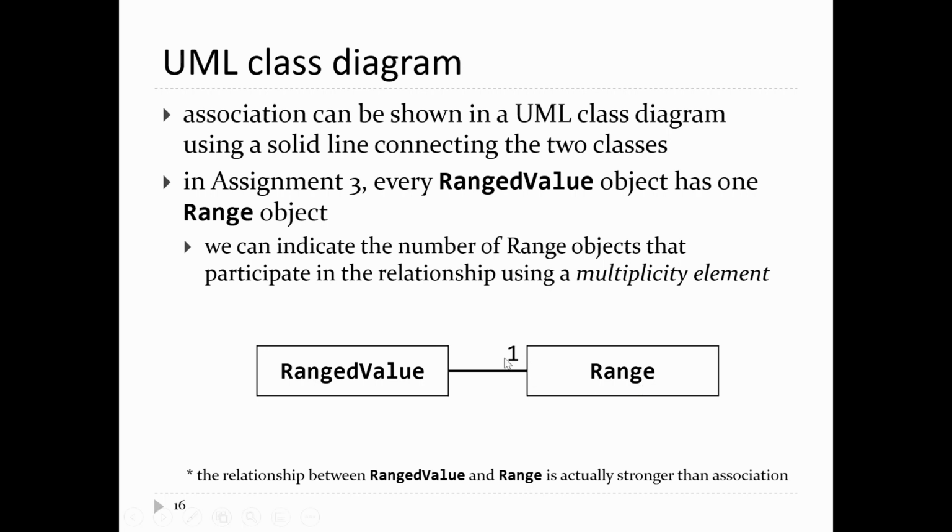Whether or not that multiplicity element is here is optional. The information that you choose to show on a UML class diagram is context dependent. So depending on what you're using the diagram for, you may not need to show that multiplicity element there. Notice that this says assignment 3, that was assignment 3 from last term, I think. It was either last term or last year. There was this ranged value class that had to be implemented.